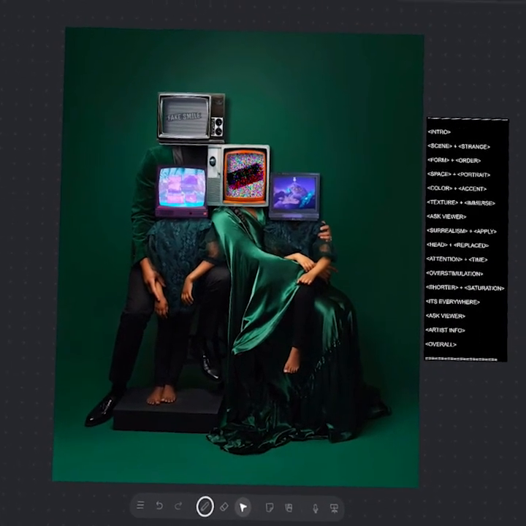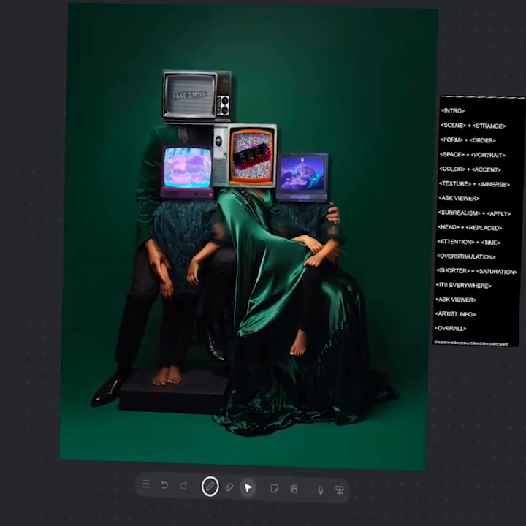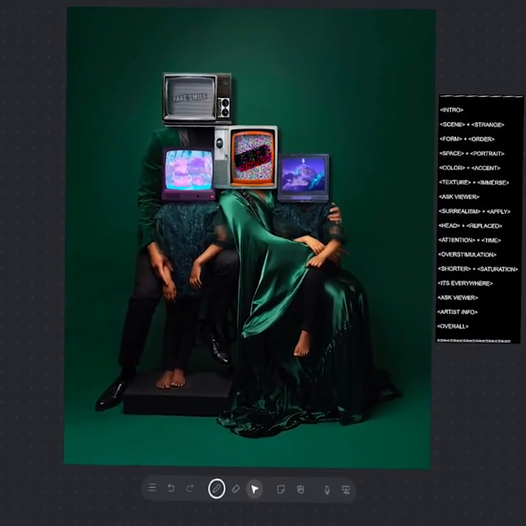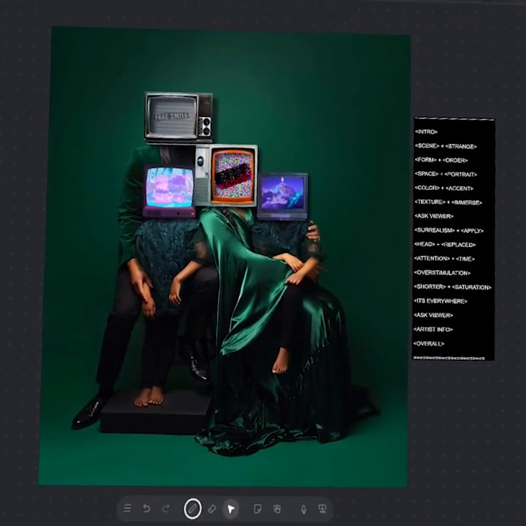In today's episode, we're going to be studying a piece by the multidisciplinary artist known as Atom Eli, and in this episode, we're going to be looking at the format of the family portrait. We're also going to explore the impact of technology on the 21st century family, so let's jump right into it.